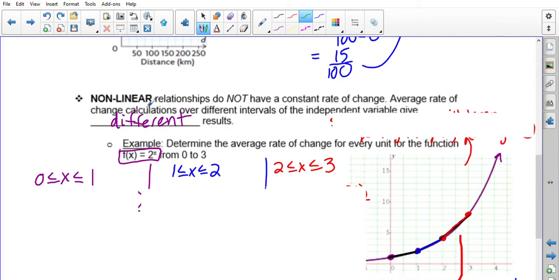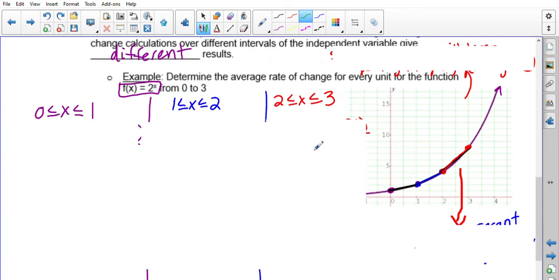All right, now obviously we're going to focus more on non-linear relationships, and those do not have a constant rate of change, we know that. So the average rate of change calculations over different intervals are actually going to give us different results, and those different results we're going to analyze. So we're going to determine the average rate of change for every unit for the function f of x equals 2 to the x from 0 to 3. Every unit means a length of 1.